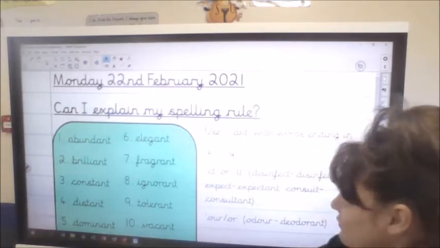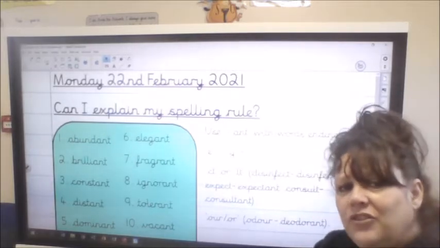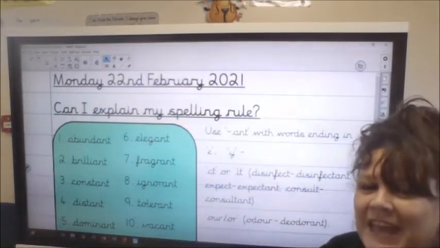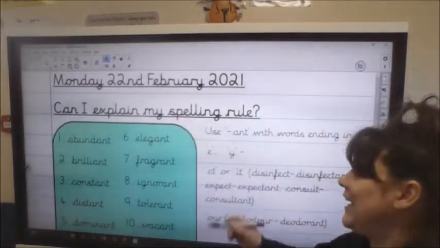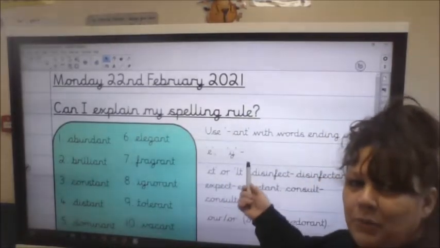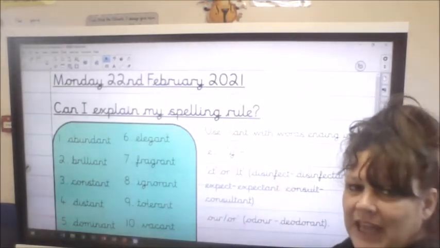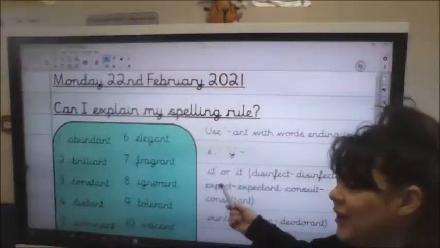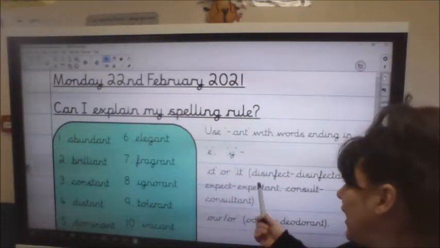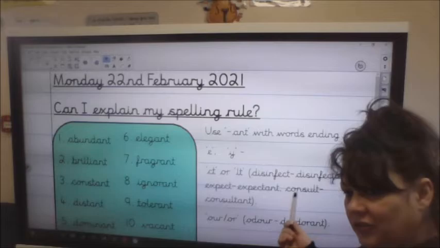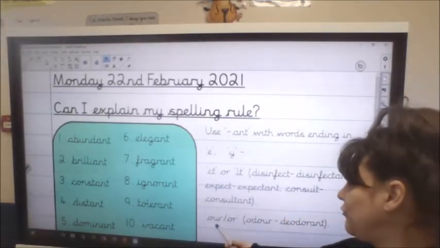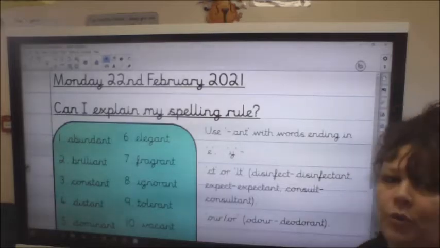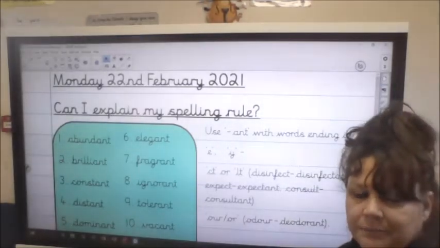So the rule is you add the suffix, I should say, ant to words that end in e or y. Remember, we changed the y to an I before we add the ant. If a word ends in ct or lt, like disinfect becomes disinfectant, consult becomes consultant, and also if you've got an our or an or, so odor, deodorant.